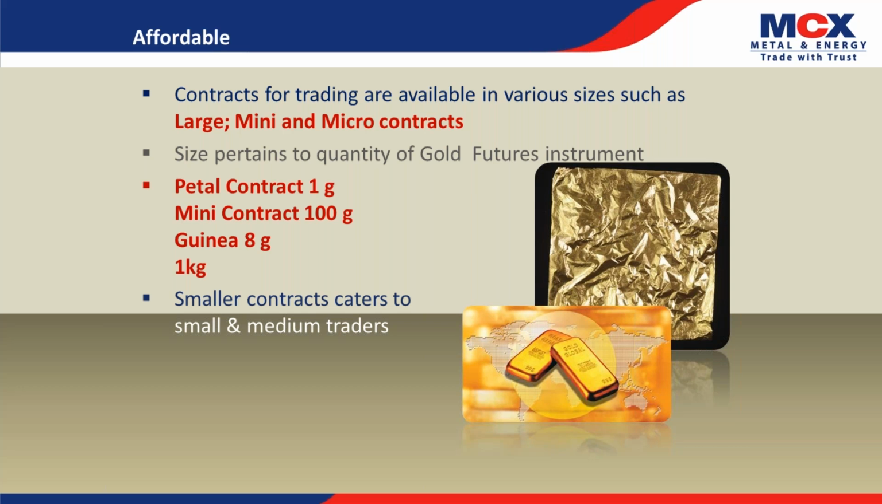If it's a guinea contract, then you are trading in 8 grams of gold. And then, of course, you have the big boy, the big contract, the 1 kilogram gold contract. The point here is that we have contracts which have been designed to cater to different types of market participants. And so we have large contracts and we have mini contracts and micro contracts. Small contracts cater to small and medium-sized traders.